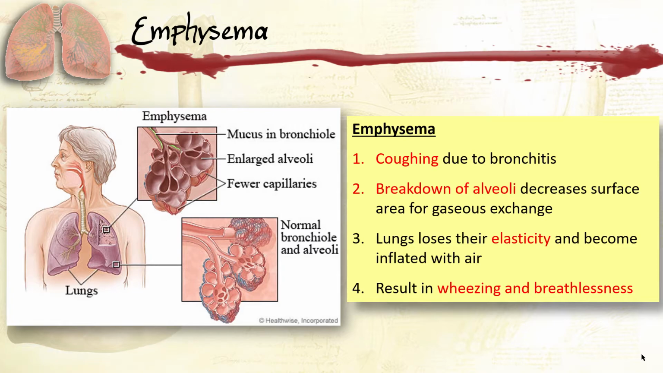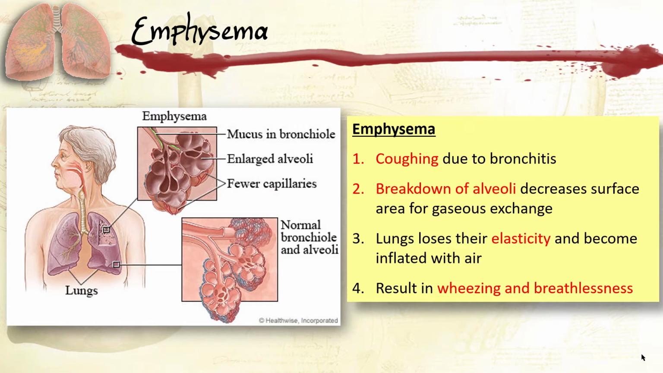So the sequence of events is this. First, you develop chronic bronchitis. Chronic meaning long term, as opposed to acute. Acute means just a short while. So the understanding is this. Chronic bronchitis will cause your cilia to be paralyzed. You are unable to get rid of the mucus. Then we will start to develop emphysema, which is the coughing due to bronchitis.